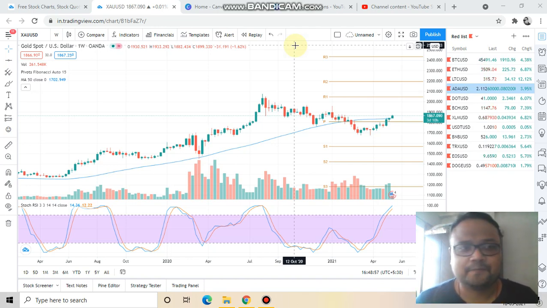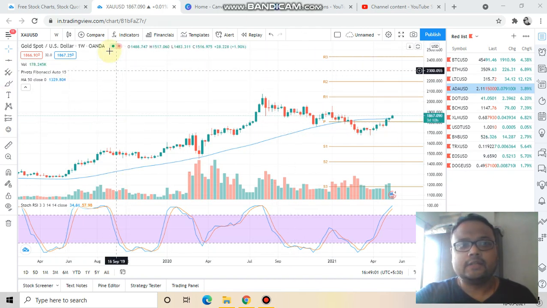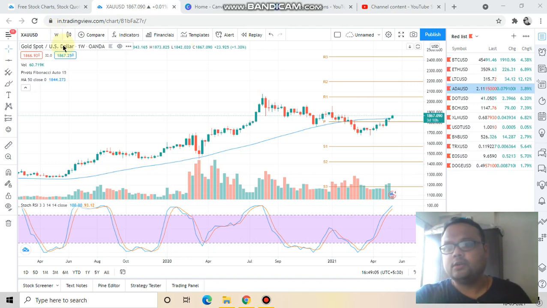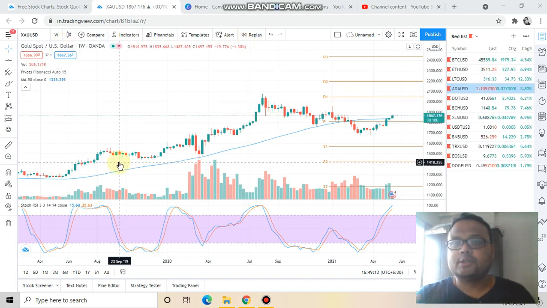So let's get started. This is the chart of gold US dollar, and you can see I'm in the weekly time frame. If you have watched my previous videos, then you know it pretty well that I'm a big fan of multi time frame analysis. Here we can see that the weekly chart is very much bullish. There is no doubt about it.